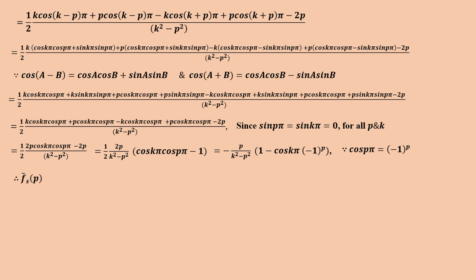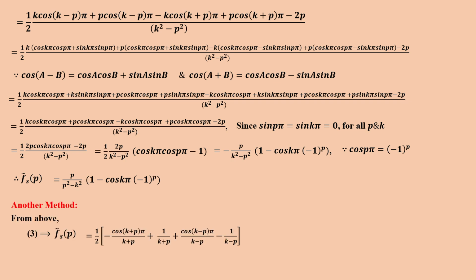Therefore fs bar of p is equal to p by p square minus k square into 1 minus cos k pi into minus 1 power p. So another method: from the above 3, it implies fs bar of p is equal to 1 by 2 into minus cos k plus p pi by k plus p plus 1 by k plus p plus cos k minus p pi by k minus p minus 1 by k minus p, which is equal to 1 by 2 into minus cos k plus p pi by k plus p plus cos k minus p pi by k minus p plus, taking the LCM of the remaining terms, k plus p into k minus p.